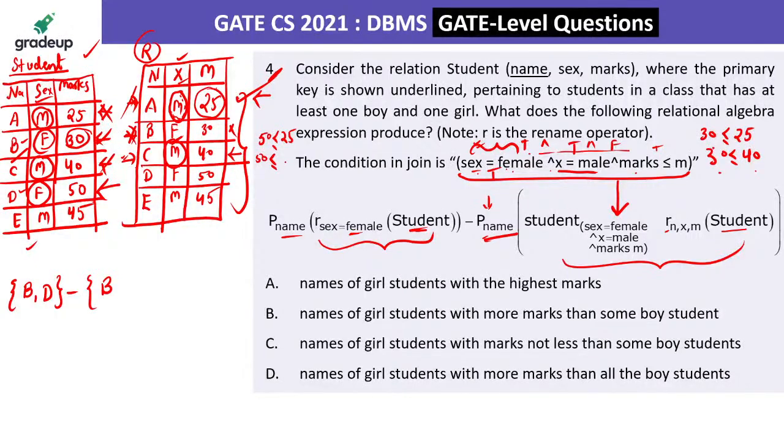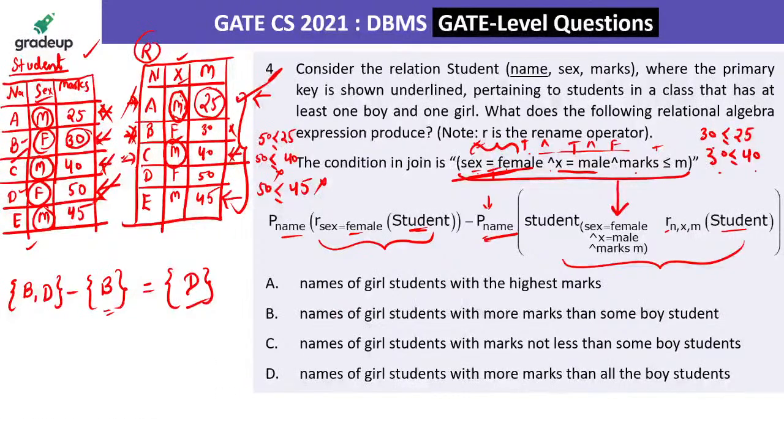50 is less than or equal to 40, no, so leave it. Then again we'll check this one. 50 is less than or equal to 45, no, leave it. Okay, now we'll move on from here to here. It is male, not female, so the first condition becomes false, will not take. So basically we are getting B in the inner query. So what we'll get, we'll get D, only D.